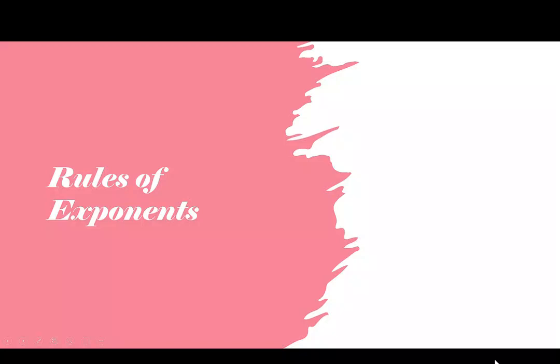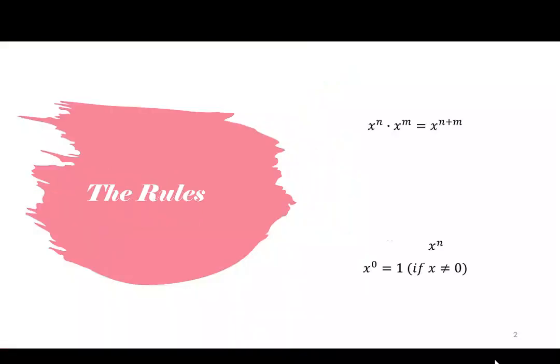Hi everybody, today I'm going to go over rules of exponents. So I'm going to real quick go through what the rules are, and there are a bunch of them. The first one we call the product rule. I have x to the n times x to the m, and that's equal to x to the n plus m. Notice in all of these rules that I'm giving you that the base is the same.